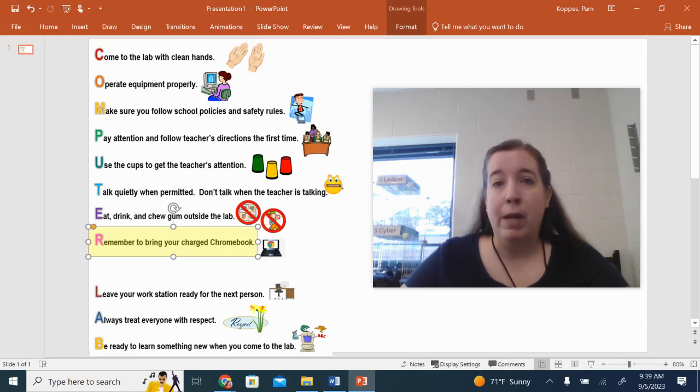You also need to make sure that you have either memorized your username and password or that you have brought your quick card with you. Not being prepared for class is a waste of time and does not show readiness to learn.